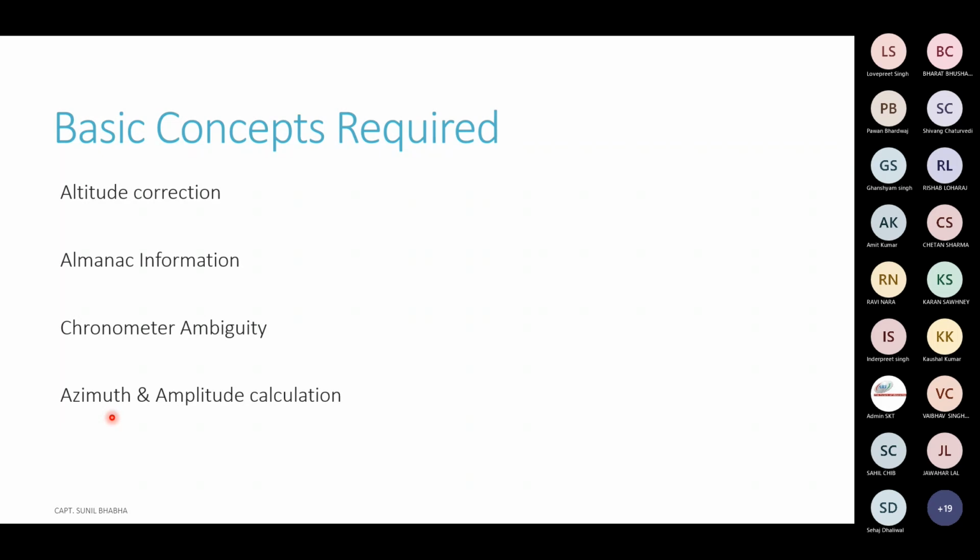The next concept which we need to be clear about is how to calculate the azimuth of a celestial body. Azimuth basically means the direction or the bearing in which the body is. We can calculate the azimuth of a celestial body using the almanac information and the concept of calculation of the amplitude of a celestial body. Now, amplitude can be easily explained as the bearing or the azimuth of the body when it is on our rational horizon, or you can say when it is rising or setting.